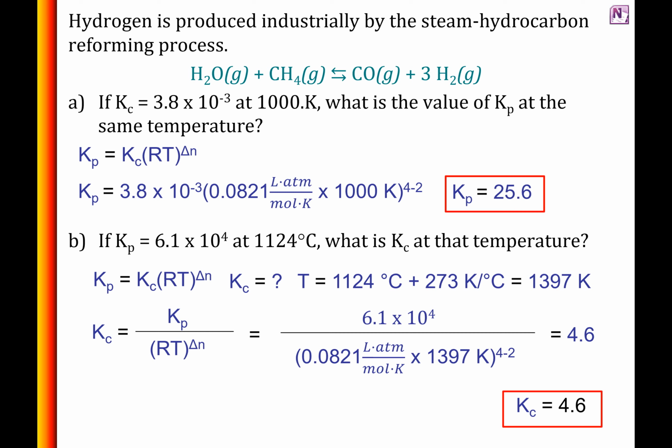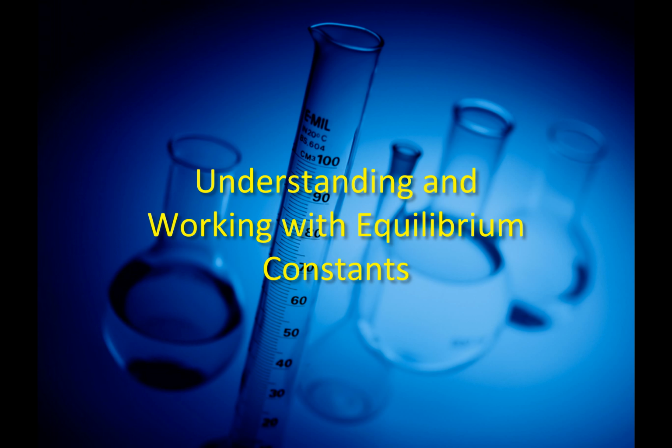Hopefully nothing too difficult there. One was just rearranging the equation and plugging numbers in. The first one was really just plugging numbers in. The only thing that might have been complicated is calculating delta n, but hopefully now you realize how to do it. It's just the moles of gas on the product side minus the moles of gas on the reactant side. Okay, I think that's a good place to break.